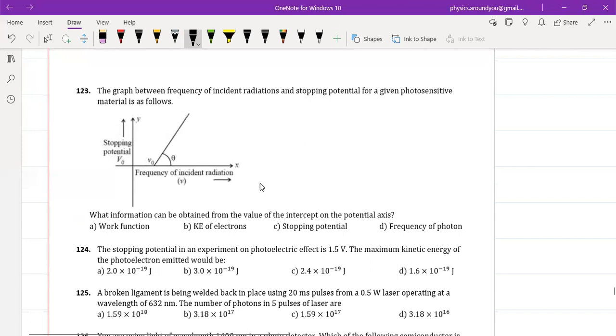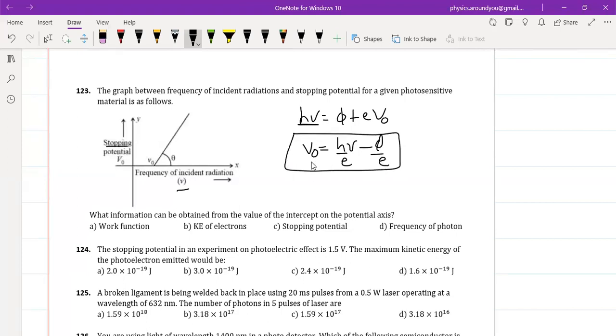And for question number 123, a stopping potential and frequency graph is given. How do I relate them? h nu is equal to phi plus eV naught. Now, h nu is on the x-axis. So I can rewrite this as V naught is equal to h by e nu minus phi by e.